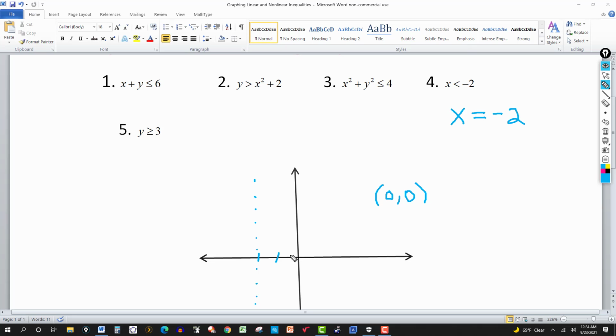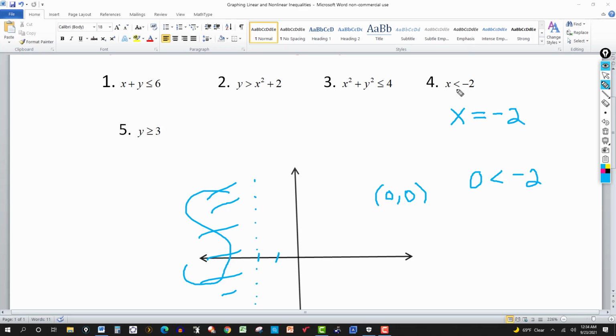It's to the right of the line, so over here. So let's plug it in there. Put 0 where the x is. There's no y, so you don't have to worry about it. That would give me a statement of 0 is less than -2. And of course, 0 less than -2 is a false statement. So that means I shade everything over here to the left. So my solution set would be over here.